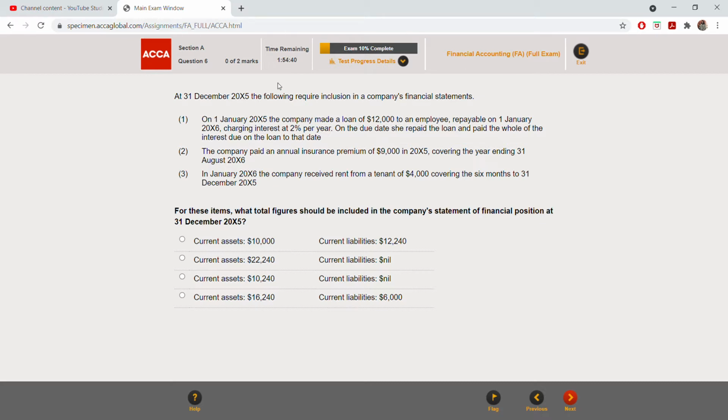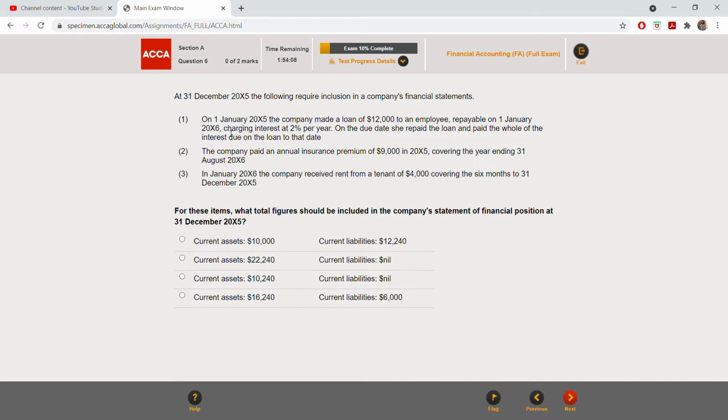On 1st Jan 2005, the company made a loan to an employee, repayable on 1st Jan 2006. Why are they saying that? Because it is there in the current liability, less than 12 months or 12 months. Charging interest of 2% per year, on the due date she repays the loan and pays the whole of the interest due on the loan to that date. The company paid an annual insurance premium of 9,000 covering the year ending 31st August 2006. And the third one, in January 2006, the company received rent from a tenant of 4,000 covering the 6 months to 31st December 2005.